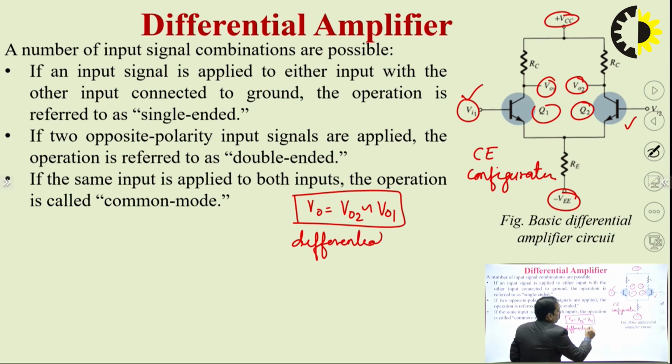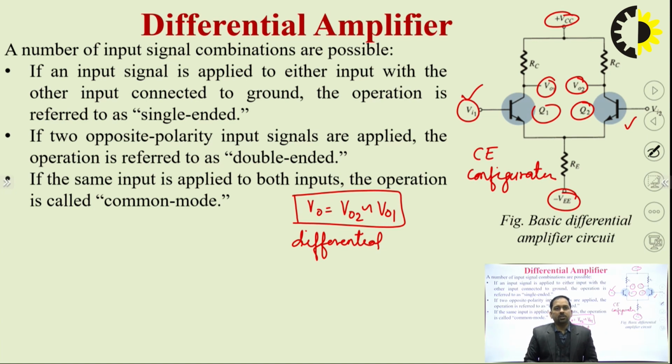Both the noise signals get amplified and they get subtracted at the output terminals, like V02 minus V01. So this common mode operation is very helpful. It basically eliminates unwanted signals like noise. And if Vi1 and Vi2 are opposite in phase, meaning opposite polarity, the operation is called the differential mode of operation.